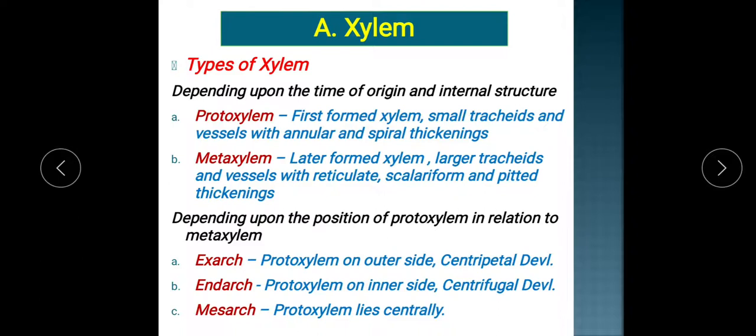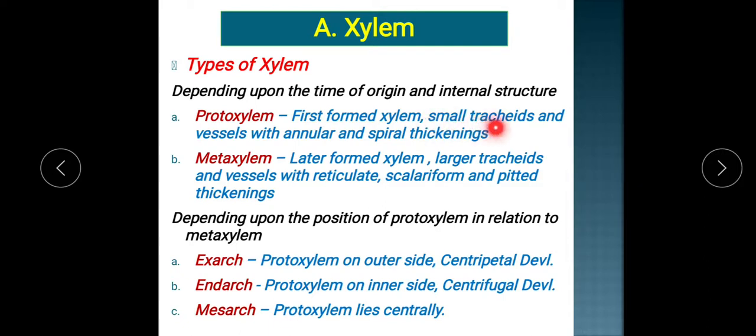Let us move towards the types of xylem. So there are two types of classifications. Depending upon the time of origin and the internal structure, the xylem can be of two types, protoxylem and metaxylem. Proto means first, meta means later. So these are the xylem elements which are formed firstly in the xylem. That's why they are called the first formed xylem.